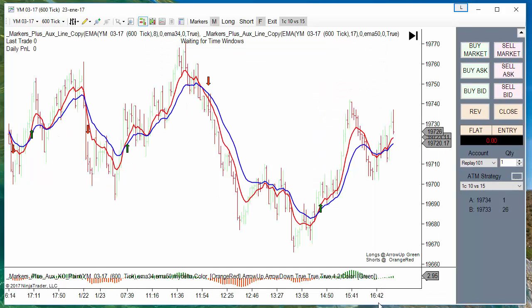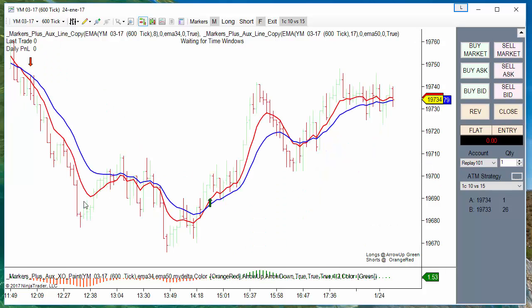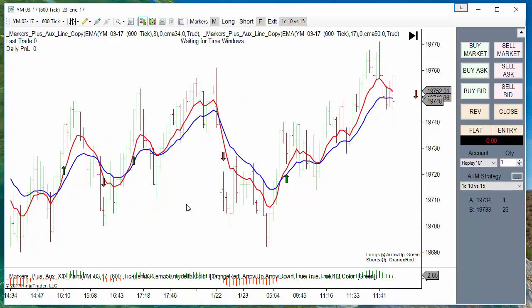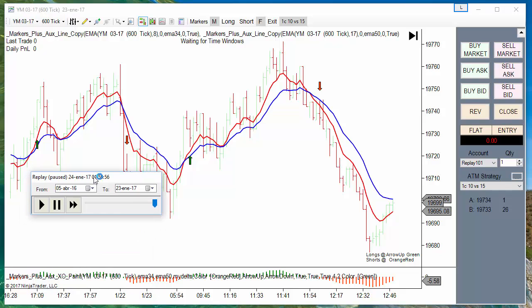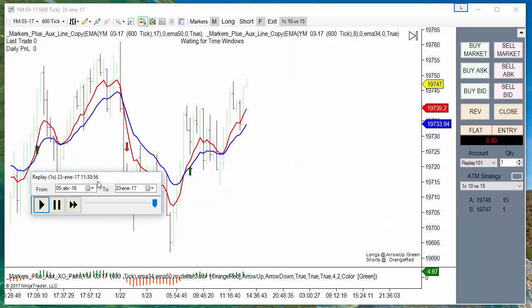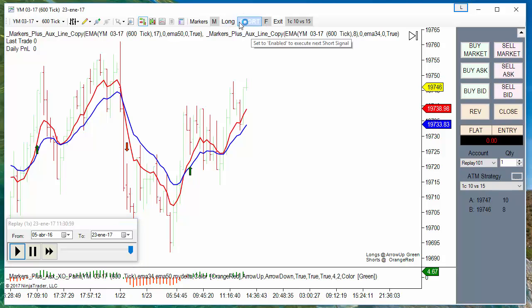The replay account, and now we go back to, this is too early, maybe something around 11:30. So now we enable the longs and the shorts in automatic mode with the ATM that we have selected on Chart Trader.